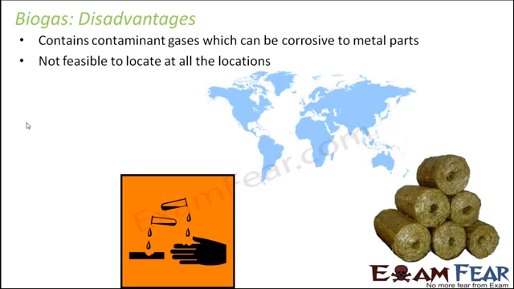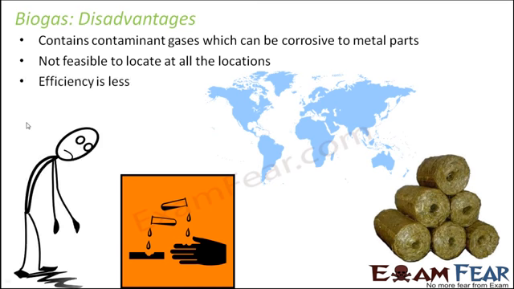It is not feasible to locate a biogas plant at all locations. The kind of raw material needed for a biogas plant cannot be found in any location we want, because a lot of cow dung will be required. It is not necessary that all localities will have a sufficient number of cows or cattle to provide that cow dung. So it is not feasible to locate it at any location.